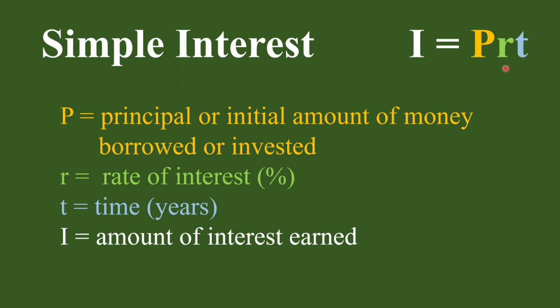I equals PRT. And then T here stands for the time in years in which the principal is invested, or when you borrowed money after a certain period of time. And so the unit is in years. And then I is the amount of interest earned. Okay? So, let's say for example, after 1 year, magkakaroon na siya ng additional amount. That particular additional amount is what we call interest. So, katulad ng example kanina.